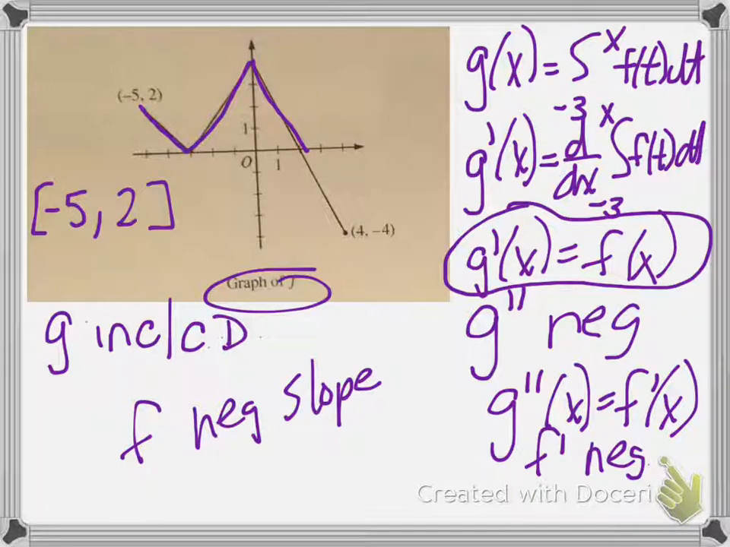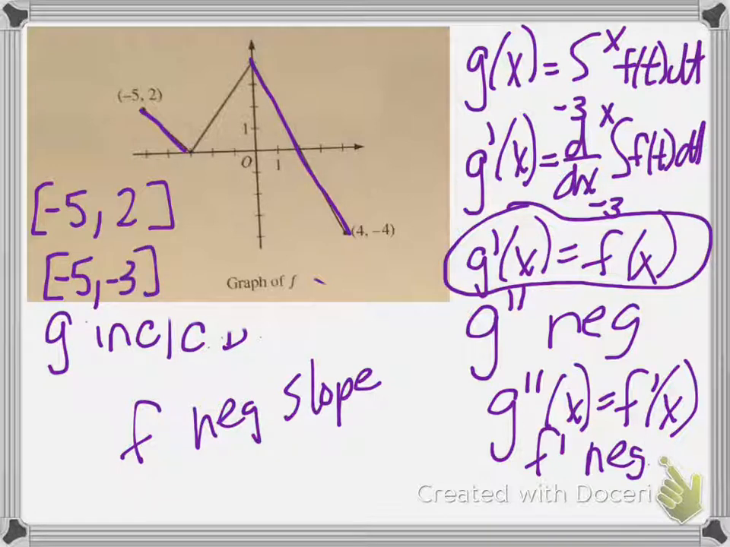So let's look at a graph of f. When is there a negative slope? This would all be negative, and this would all be negative. So that is going to be in the interval from -5 to -3, and then from 0 to 4.